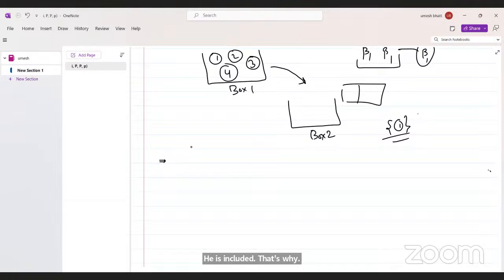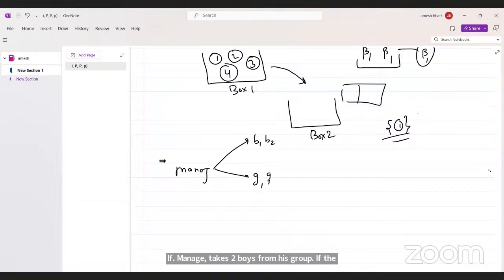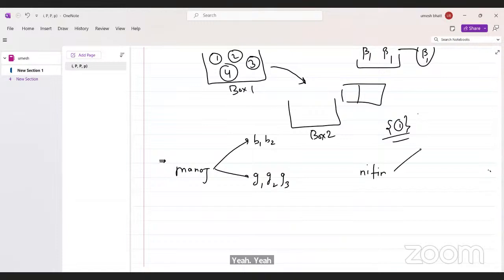What do you mean by this? Assume that Manoj takes two boys from his group. If the first boy is taken as B1 and the second boy is taken as B2, or it is vice versa, both are the same. That's why the order does not matter. Same answer as given by the previous one.